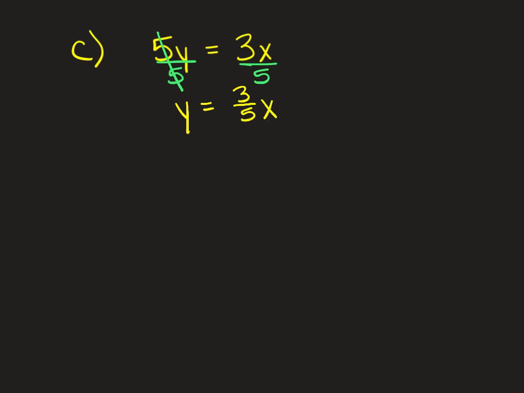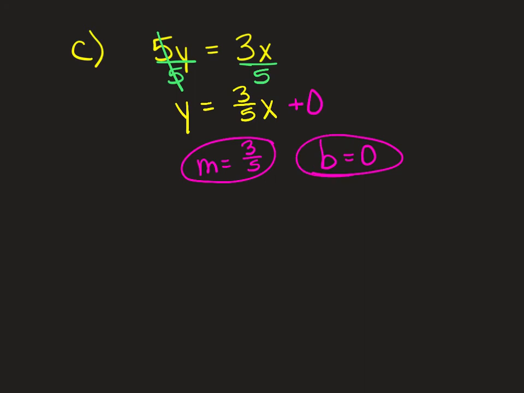And since y is by itself, this appears to be in slope-intercept form, although it looks a little odd. Let's look at what slope and y-intercept might be. Slope, m, is the number in front of x, which is 3/5. b is the number after x. If you don't see anything after x, that means it must be 0. So the y-intercept is 0, which tells us, by the way, that this line crosses the y-axis at the origin.